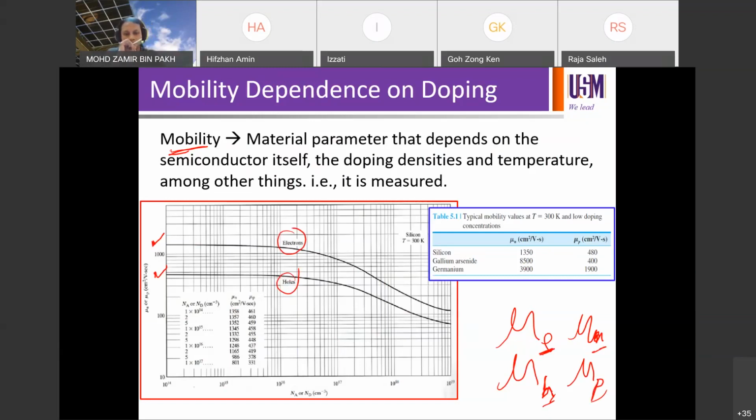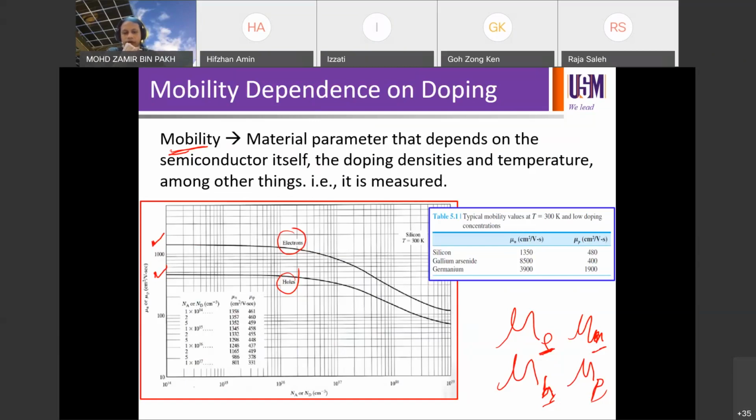So what do we see here? What happens when the doping density increases? What happens to the mobility? What do you see here on the graph? What happens when the doping density increases? What happens to the mobility?